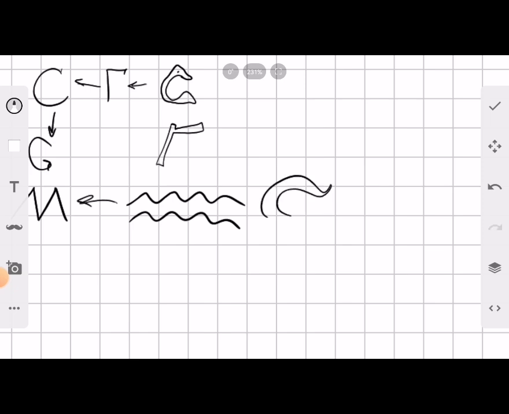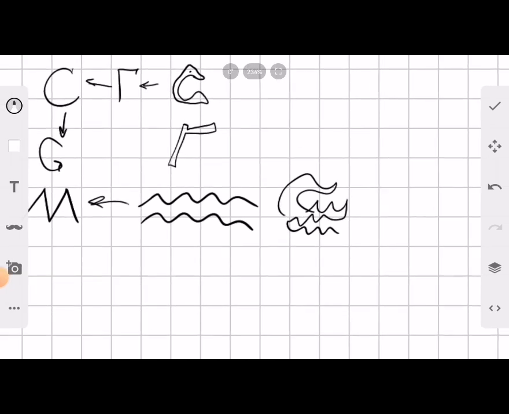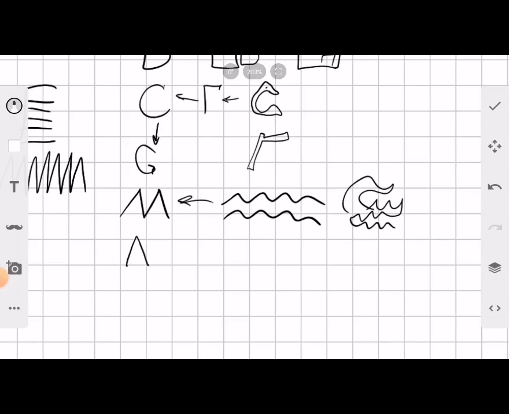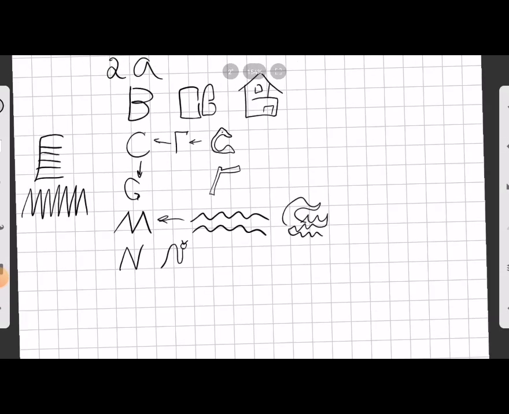Maybe like that thing from Avatar: The Last Airbender. Yeah. This is the letter M. And N, I don't remember, maybe it's a snake. I think it's a snake.